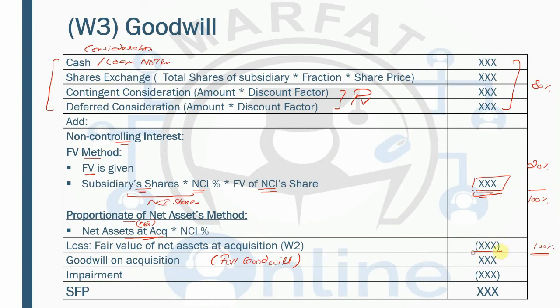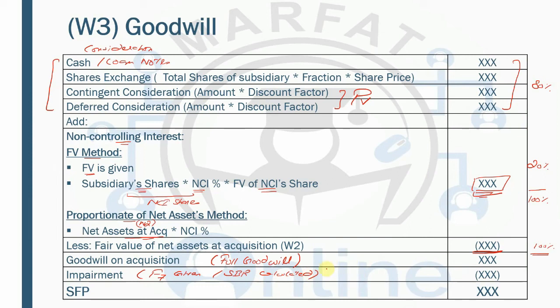So this is the goodwill on acquisition, and we have already studied that goodwill has the indefinite life, so it is going to be subject to the impairment. So there will be impairment. Now in the F7 exam, impairment is given, and in the SPR exam, impairment needs to be calculated.